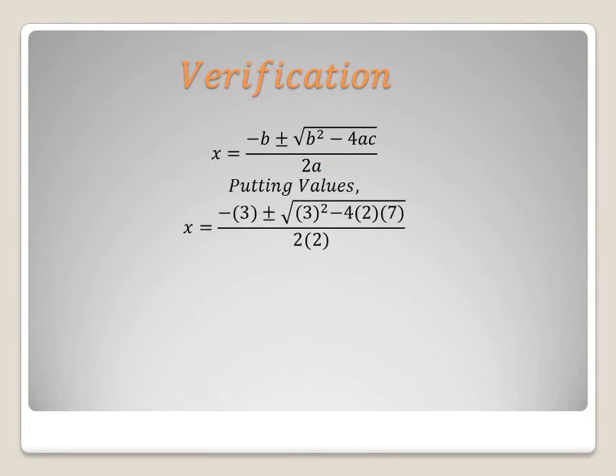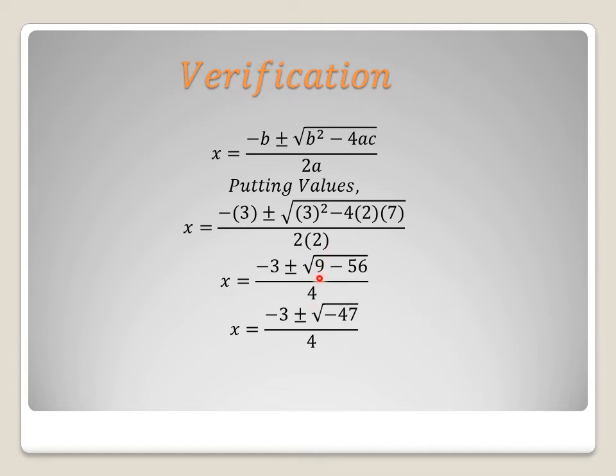Putting the values of a, b and c, we will get minus 3 plus minus under root 9 minus 56 by 4. After subtracting 56 from 9, I get the answer of minus 47, which means here we have a negative sign inside the root. The question could end here, but I'll do another step for you. I told you before that the negative sign can be taken out of the root and written as iota, because minus 1 is iota squared. Cancelling the square with the root, iota will come out of the equation.